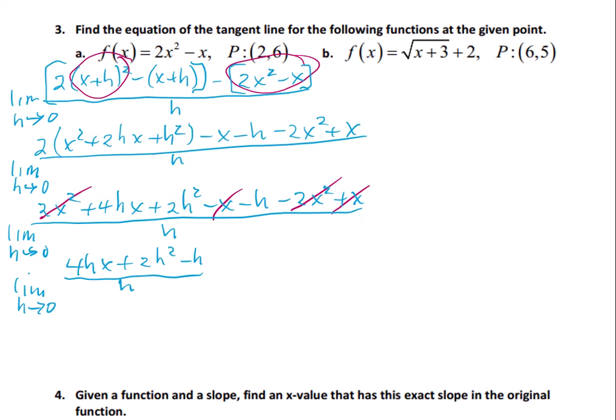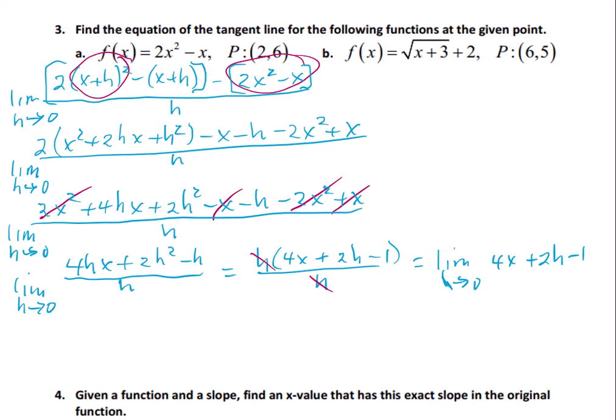When the smoke clears a little bit, I've got this. I can factor out an h on top. So I've got h times 4x plus 2h minus 1 over h. Still talking about the limit. I can cancel those. And that leaves me the limit as h approaches 0 of 4x plus 2h minus 1.